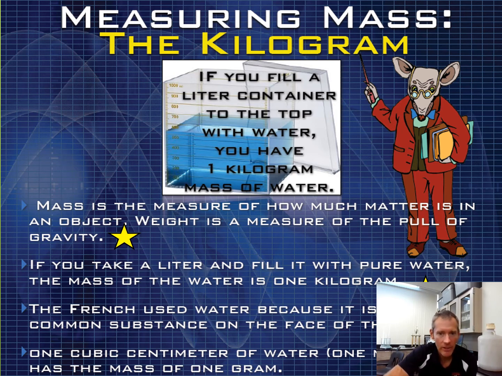If you take a liter and fill it with pure water, it's going to have a mass of 1 kilogram. So that's also important: 1 liter of water is the mass of 1 kilogram. Now, why are we talking about water? Because it was the most common substance on Earth. So that's why the French use that. And then if you also think about the volume of a cubic centimeter, which is also the same as 1 milliliter, that is the mass of 1 gram. So 1 cubic centimeter of water, or 1 milliliter of water, is the mass of 1 gram.